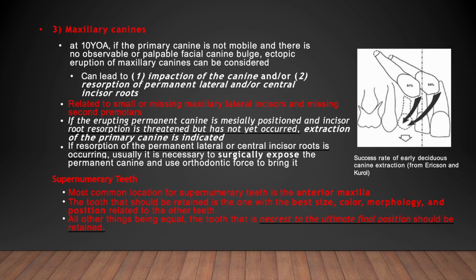Now let's talk a little bit about supernumerary teeth. Something important is that the most common location for supernumerary teeth is in the anterior maxilla. And how would you determine which tooth should be kept, either the supernumerary or not? The tooth that should be retained is the one with the best size, color, morphology, and position in relation to other teeth. So that's how you're going to decide whether to keep the supernumerary tooth or not.